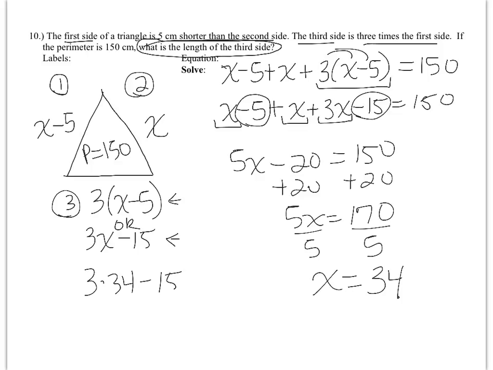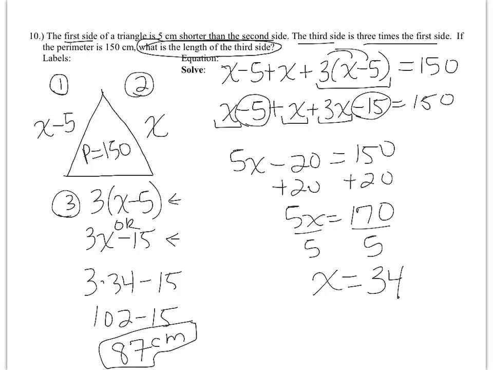So 3 times 34 is 102, and 102 minus 15, let me fix that, 102 minus 15 is 87. So the third side is actually 87 centimeters, because this whole thing was in centimeters. And there you go.